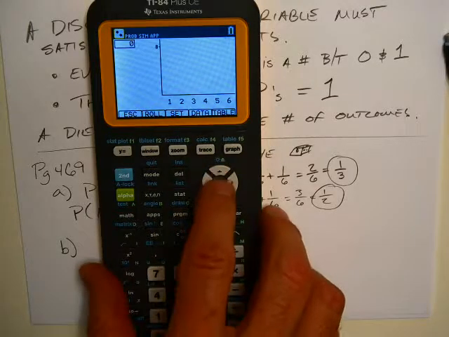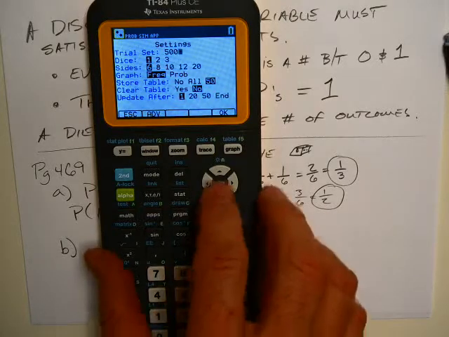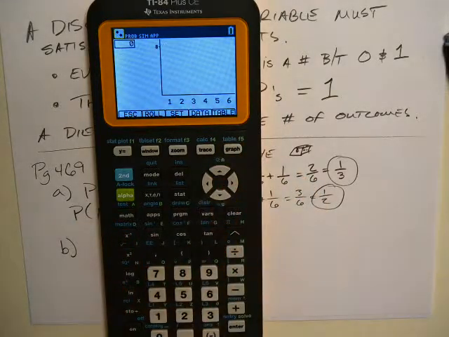All right, I'm going to go back in here. I want to start with an empty screen here. 500. Okay. All right, so I'm going to roll, and it's going to roll 500 times.